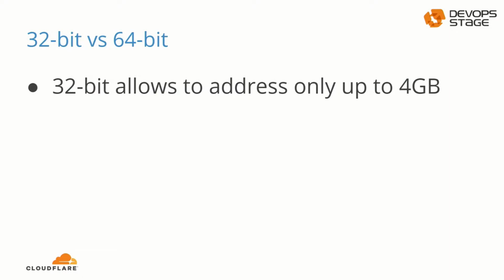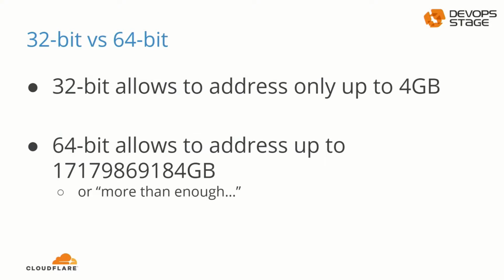So to understand this problem, let's go back. Why did we move to 64-bit architecture? 32-bit architectures allow us to address up to 4 gigabytes of RAM, right? The 64-bit architecture allows us to address up to this big number, more than enough RAM, right? So that's why we use 64-bit now, because 4 GB is definitely not enough for modern servers.